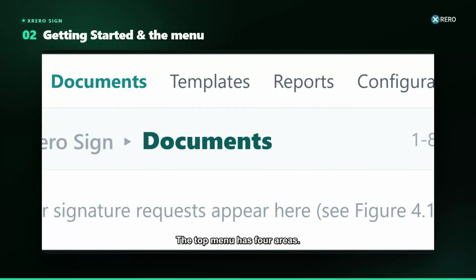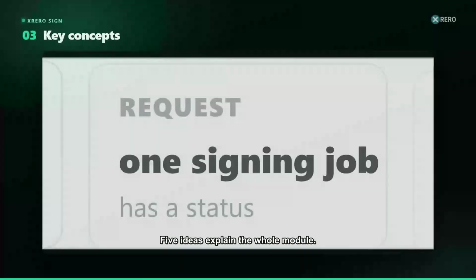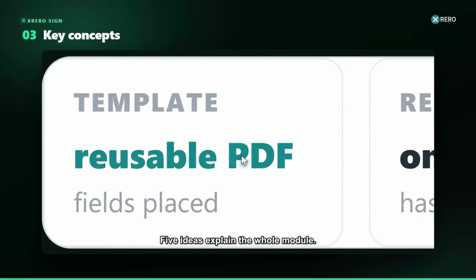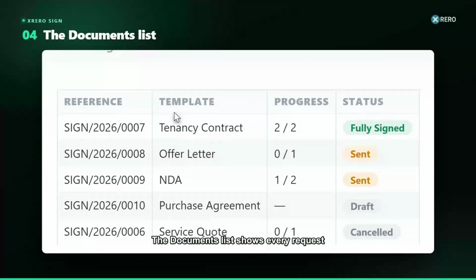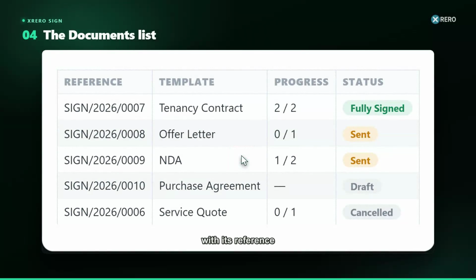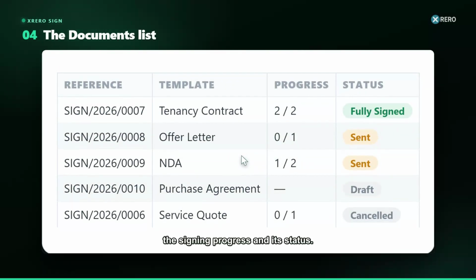The top menu has 4 areas. 5 ideas explain the whole module. Keep them in mind, and everything else falls into place. The documents list shows every request with its reference, the template it came from, the signing progress, and its status.